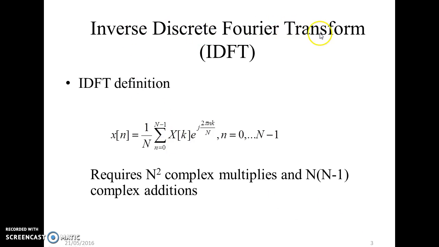Inverse discrete Fourier transform, IDFT. IDFT definition: x of n equal to 1 upon N summation over k equal to 0 to N minus 1 X of k e raised to j 2 pi nk upon N, for n equal to 0 to N minus 1. This requires N square complex multiplies and N into N minus 1 complex additions.